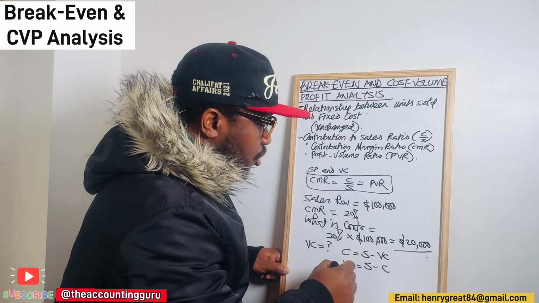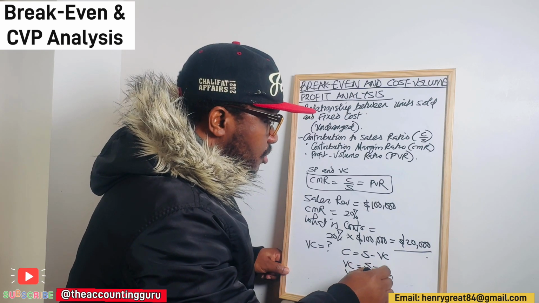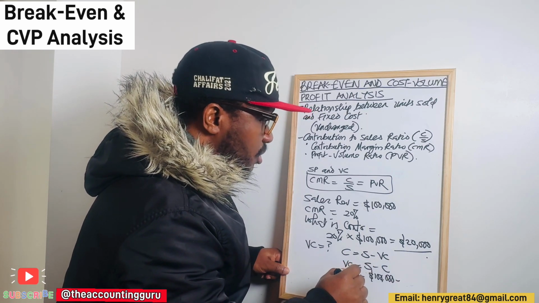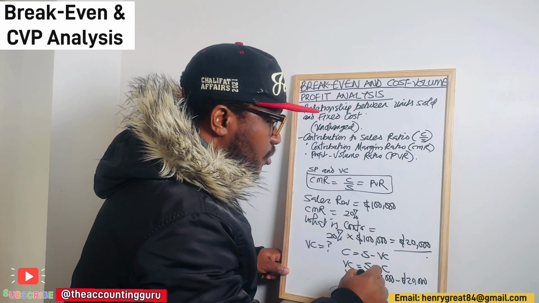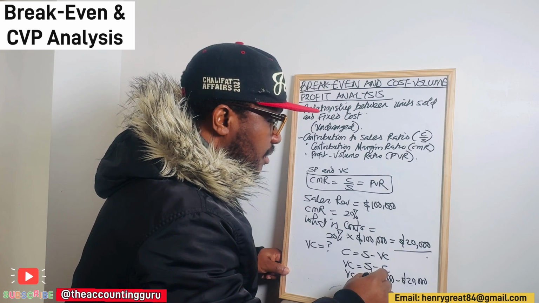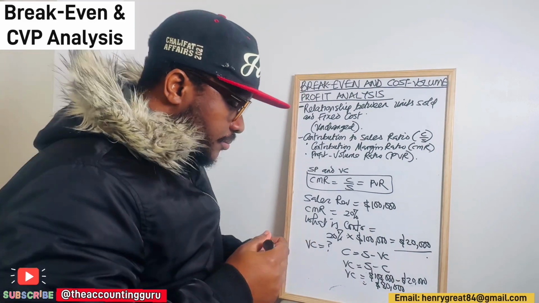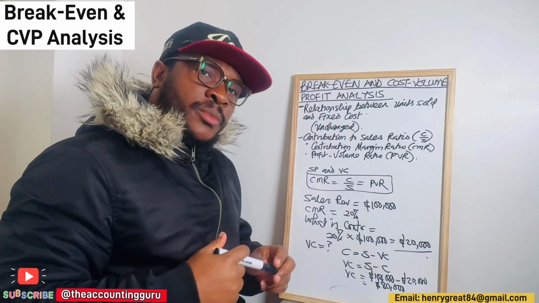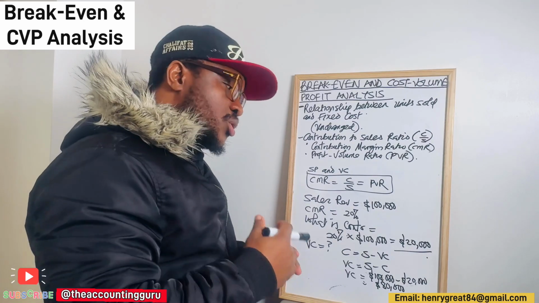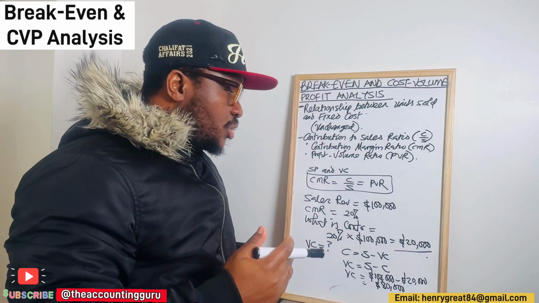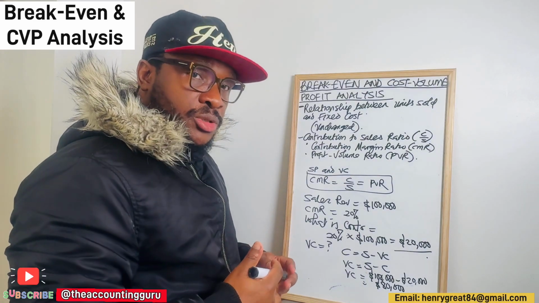minus contribution. So variable cost is equal to sales, as given here, $100,000, minus contribution, which is $20,000. So we have our variable cost to be $80,000. I hope this is clear. So that is it. Again, this is how to use CMR, or contribution to sales ratio, to get contribution, or even to get variable cost.